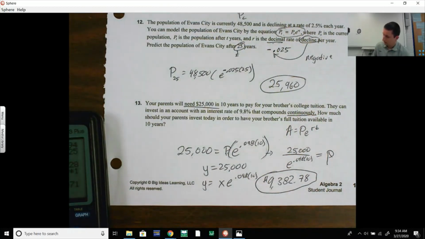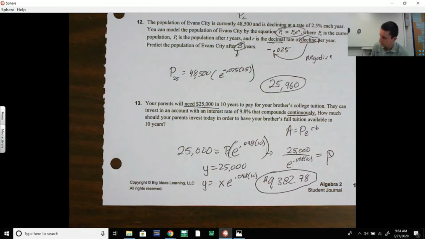Okay, word problems are minimum on this one. Hopefully this assignment goes okay for you. I know it's something new, and let me know what questions you have.